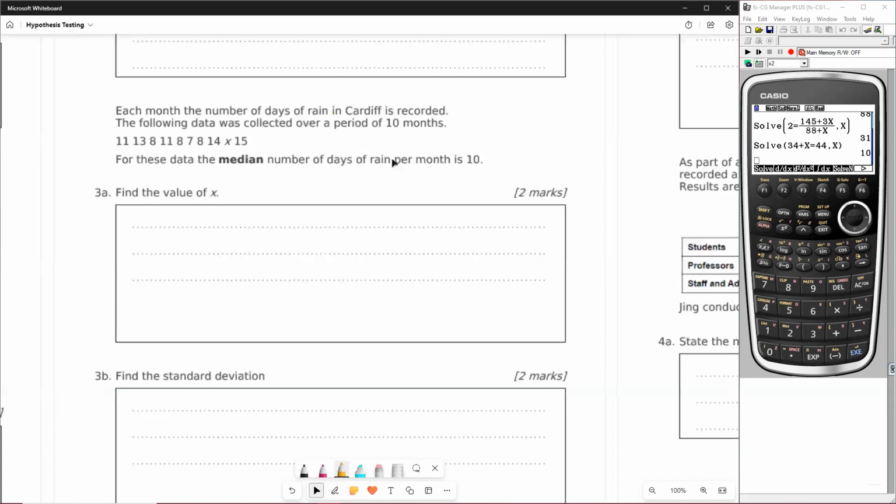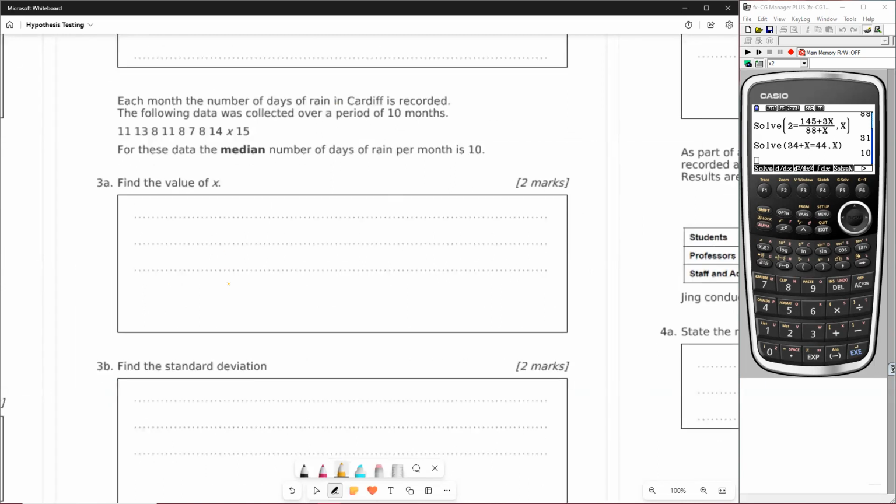Next question says, each month the number of days of rain in Cardiff is recorded. The following data was collected over a period of 10 months. And that's the data. For these data, the median number of days of rain per month is 10. So when you're finding the median, you have to arrange your numbers in order. So let's do that first. 7, 8, 8, 8. And there's 2 11ths. Then there's 13, 14, and 15.